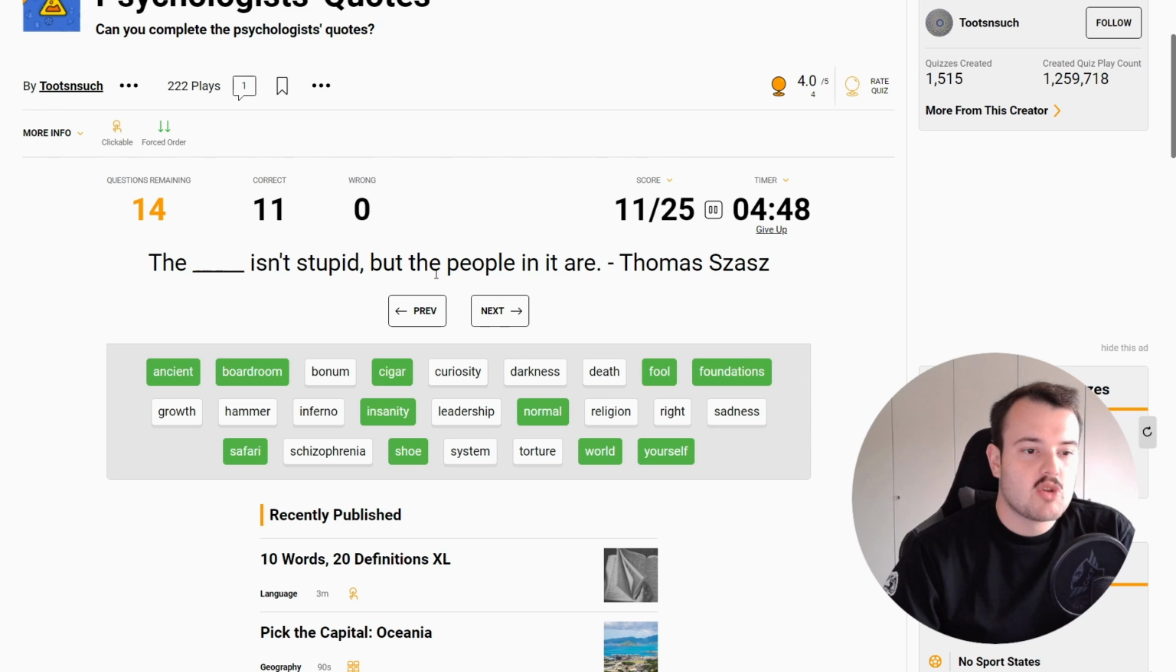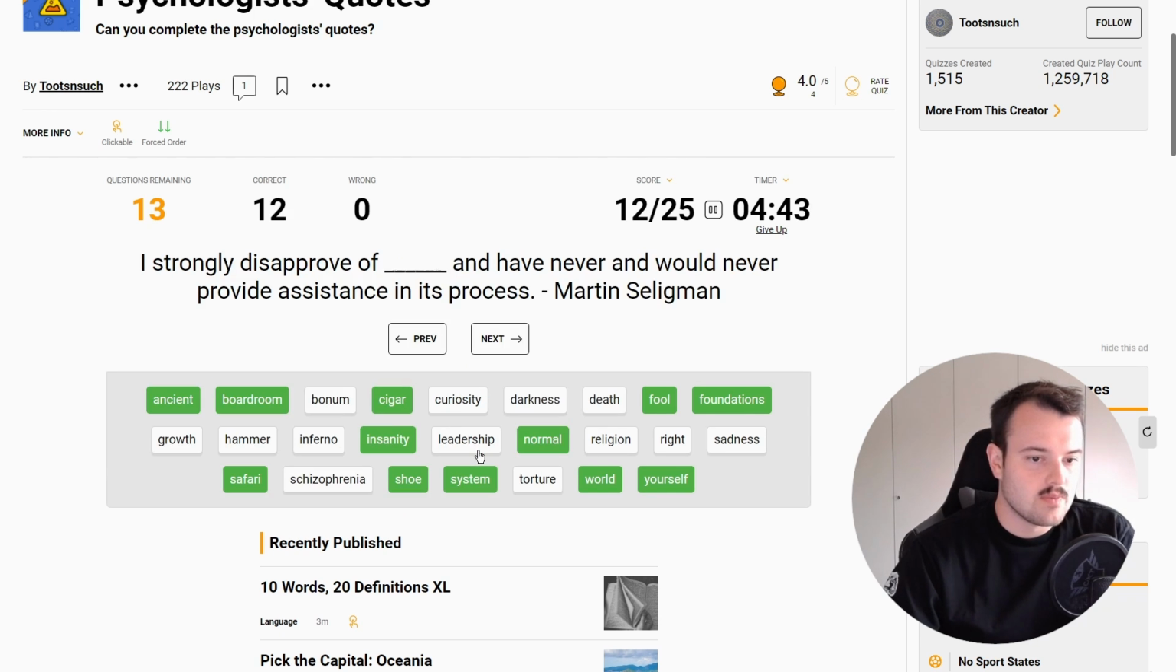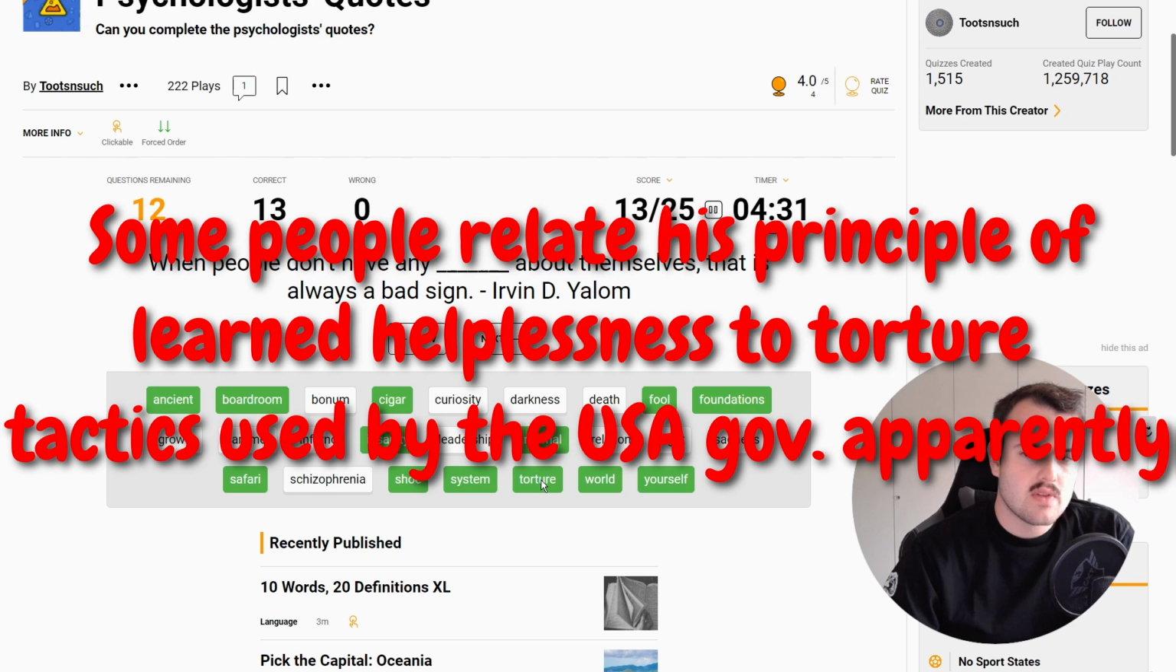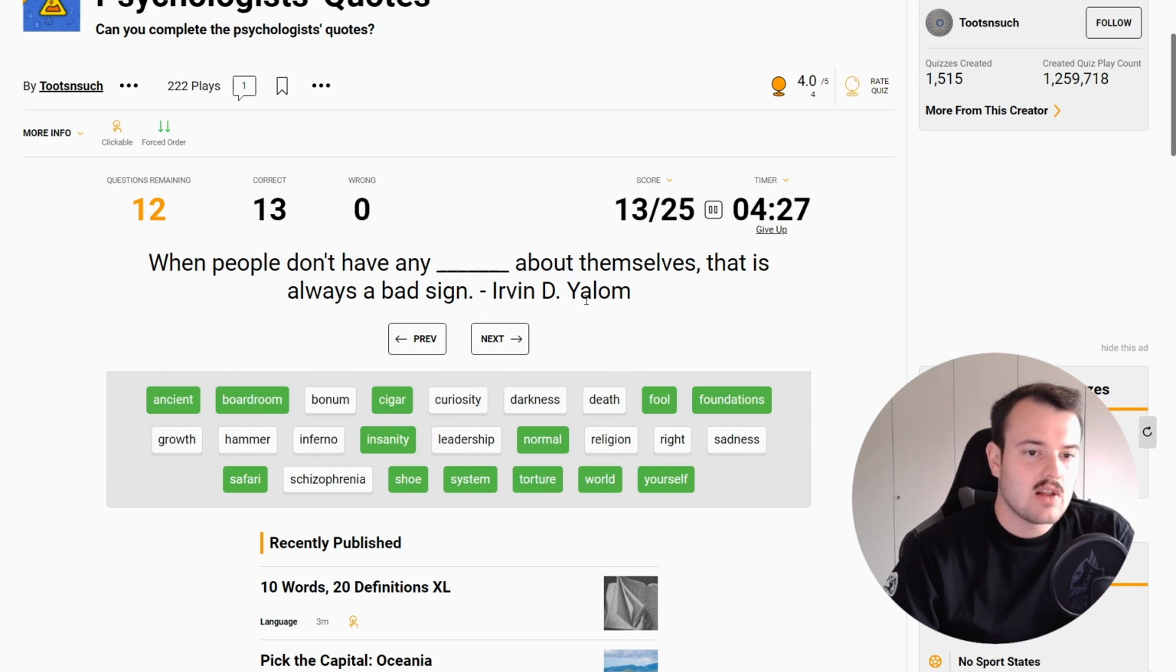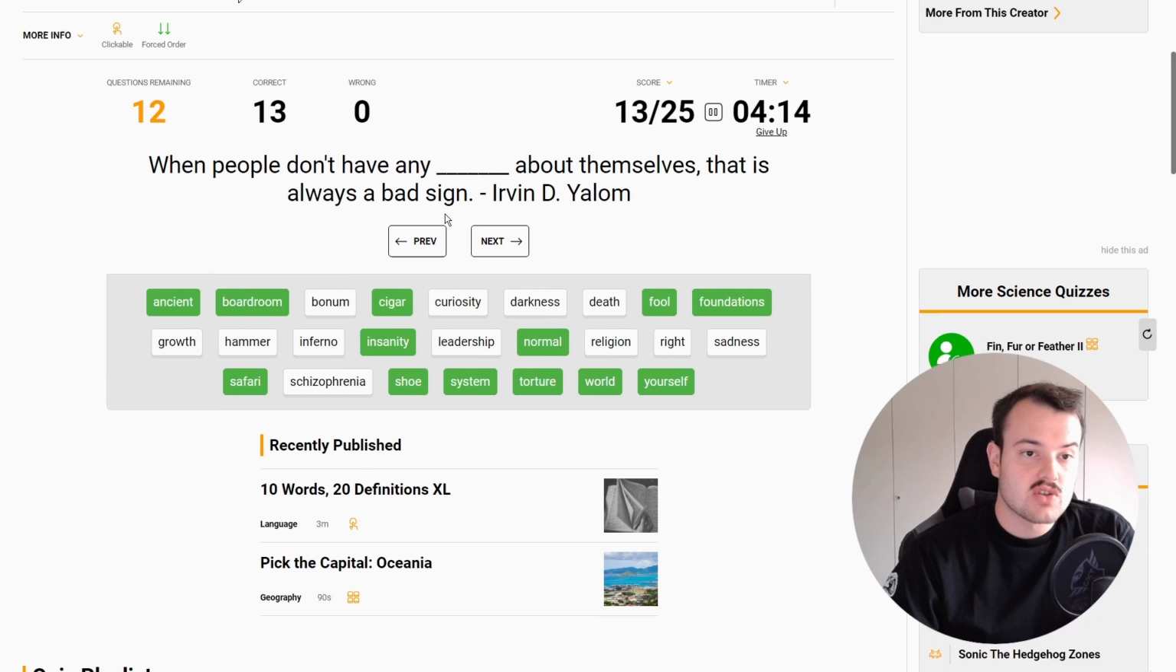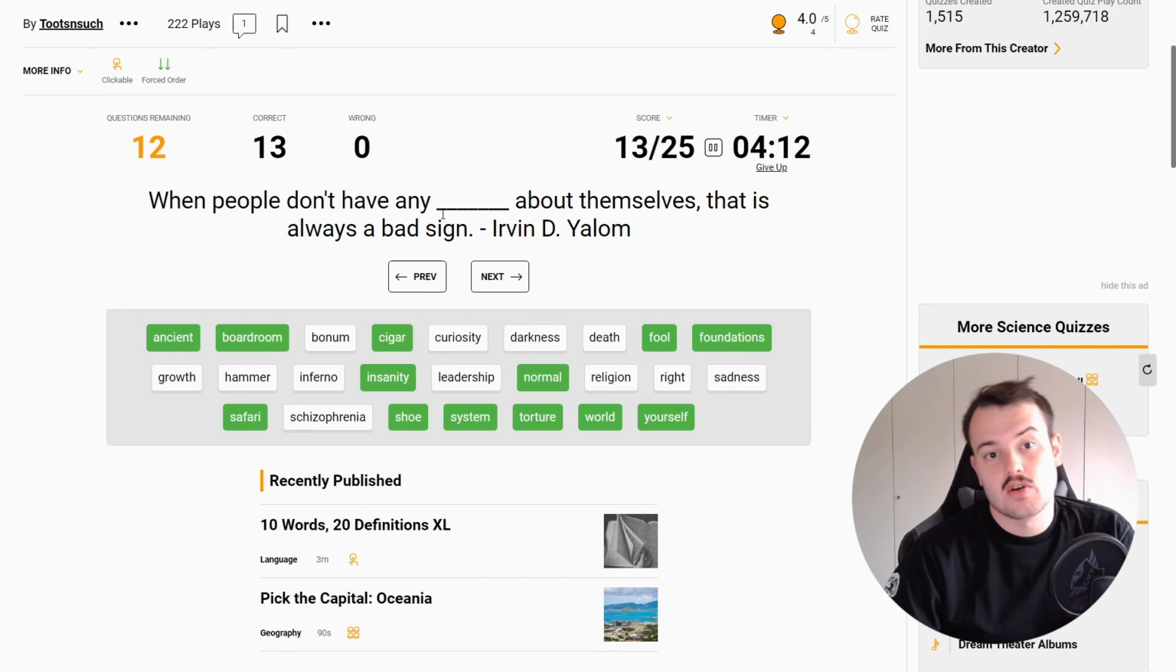The system isn't stupid, but the people in it are. Religion? System. I strongly disapprove of torture and have never and would never provide assistance in its process. Torture, probably. Seligman, what did he do again? I know that name, but I can't really remember what he is. Oh, beautiful. A Yalom quote in there. Famous existential psychotherapist from the client-centered field. Somebody I look up to and an author I have read in the past also. One of his books is in the closet right here in the bookcase.